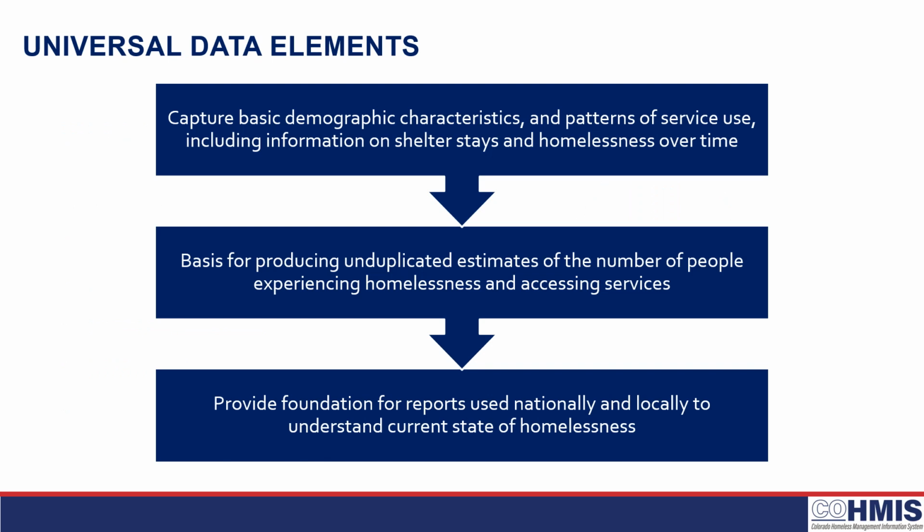So a major component of the HMIS data standards are the universal data elements. These universal data elements capture basic demographic characteristics and patterns of service use, including information on shelter stays and homelessness over time. They're the basis for producing unduplicated estimates of the number of people experiencing homelessness and accessing services here in our community. And they provide the foundation for reports that are used nationally and locally to understand the current state of homelessness in our country.